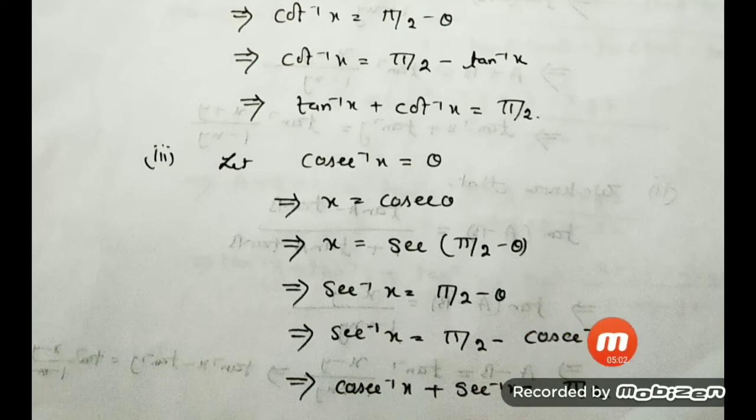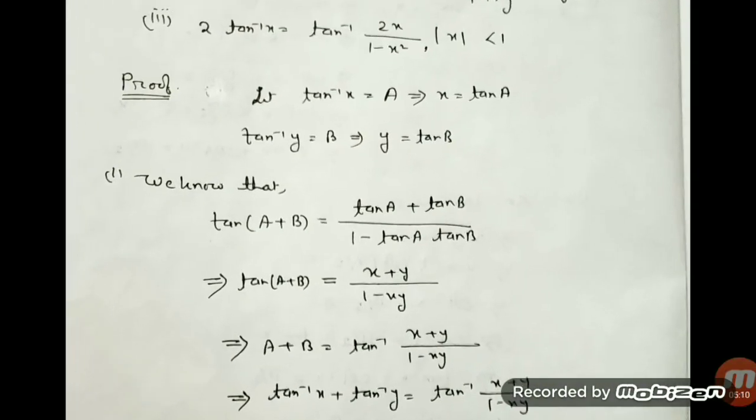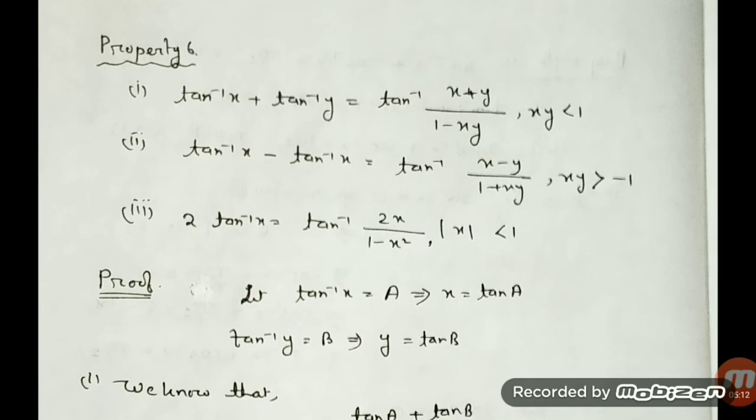Replace theta, this is cosec inverse of x, bring it to the left side, you got your answer. Hope you understand the proof of the property number 5. Let us go to number 6. This is also a very important property.